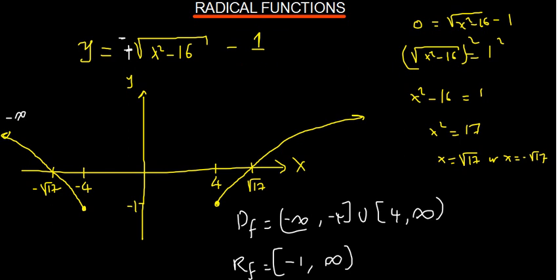But if there was a negative here, it means that you are going to start from negative infinity, and the highest value will always be this constant. So if there's no constant, the highest value will be 0. Since there's a constant, it will be negative 1. If it's positive, you always start from the constant and then go to positive infinity. That's how you sketch radical functions.